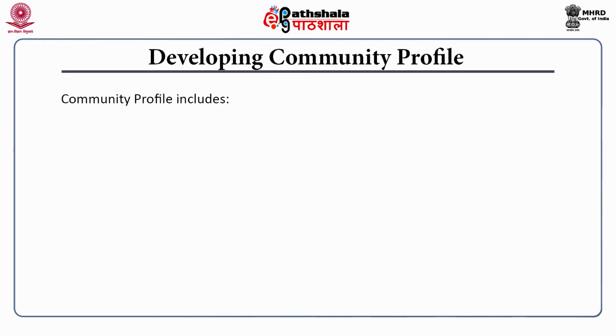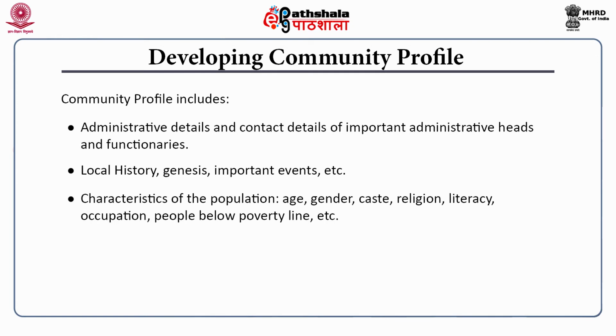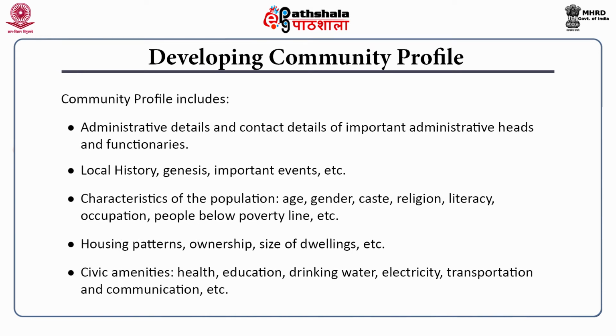includes data on geographical location, topography, climate, etc., administrative details and contact details of important administrative heads and functionaries, local history, genesis, important events, etc. Characteristics of the population like age, gender, caste, religion, literacy, occupation, people below poverty line, etc. Housing patterns, ownership, size of dwellings, etc. Civic amenities, health, education, drinking water, electricity, transportation and communication, etc.